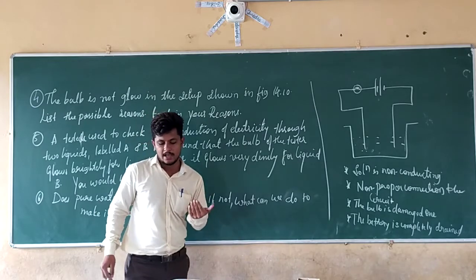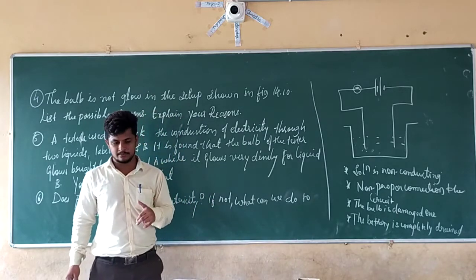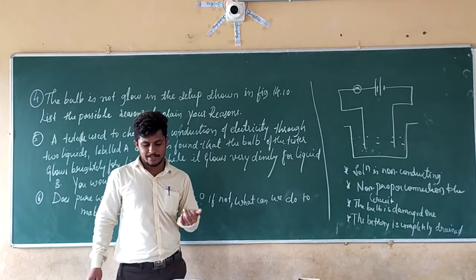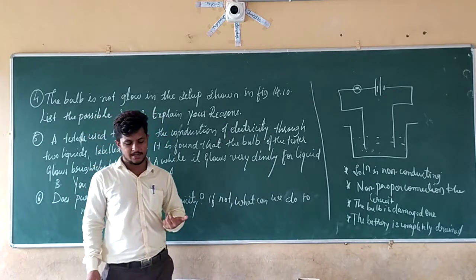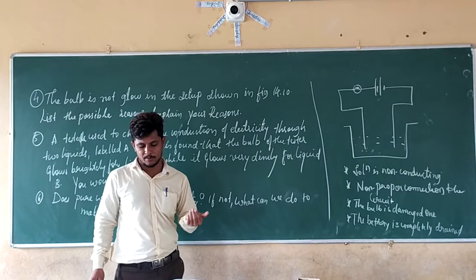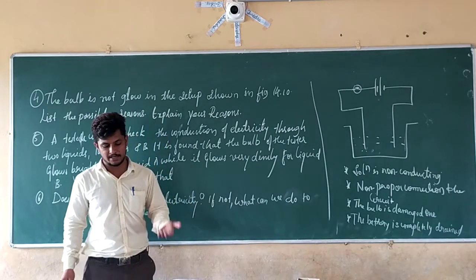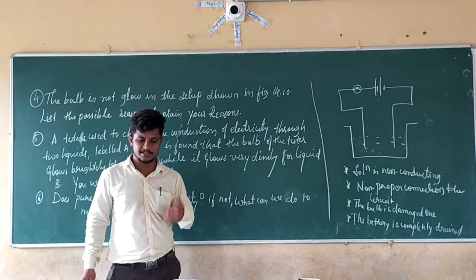First, liquid A is a better conductor than liquid B. Second, liquid B is a better conductor than liquid A. Third, both liquids are equally conducting. Fourth option, conducting properties of the liquids cannot be compared in this manner.